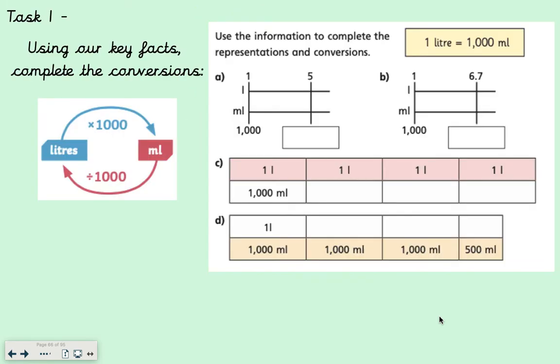So task 1, I'd like you to complete these conversions using our facts. We have double number lines here. I've also put our key fact diagram here as well. We've got some double number lines for you to have a go at first, and then we've got some bar models. So we've mixed it up a little bit today for you to use both representations. And you also have your key at the top.